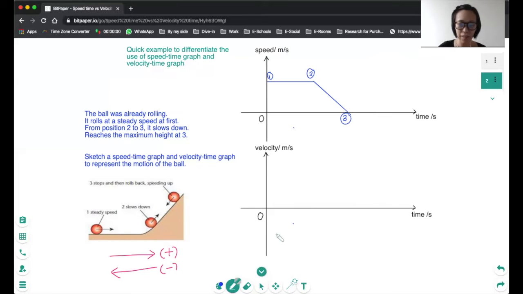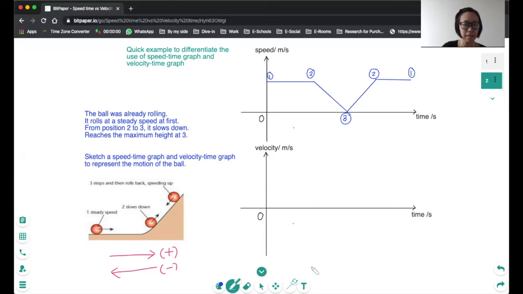After that, when it's rolling down, it's being pulled by gravity. So it rolls back down to position 2. After position 2, because it's no longer on a slope, it will continue at a constant speed, whatever speed it was at, back to position 1.